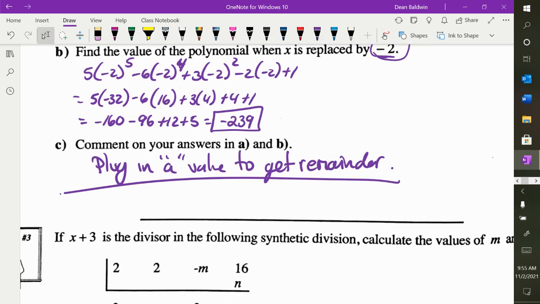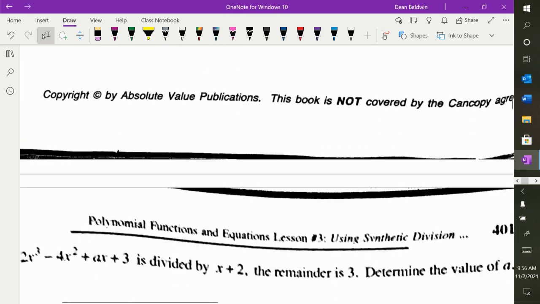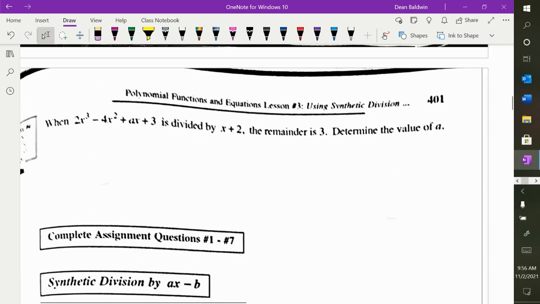Can I skip to the next page, please? Once you write that down, we're going to come back to that in the next couple of days because it's very, very important. It's called the remainder theorem. Well, it's tied to the remainder theorem. All right, we're going to skip down to this.